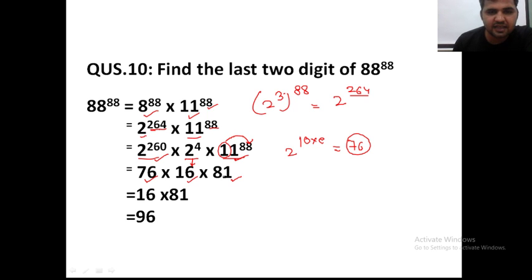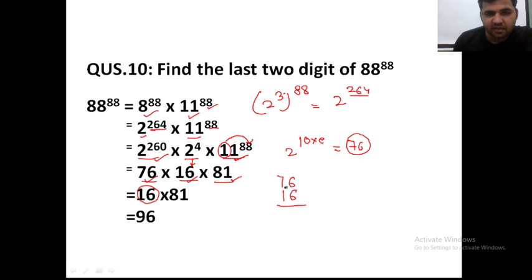Now 1 into 8 is 8, so this will become 81. Now when you multiply 76 with 16, the last two digits that you will get would be 16. This is easy to calculate, not difficult. For 16 into 16, the last two digits can be found using the crisscross method.